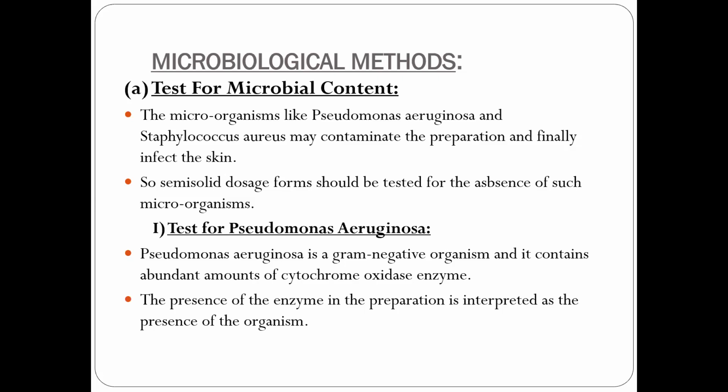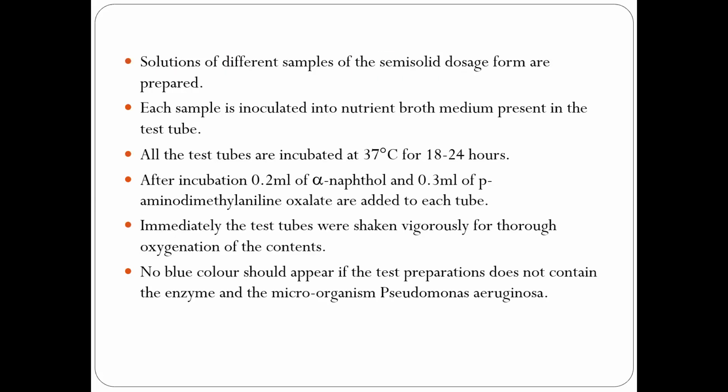First, the test for Pseudomonas aeruginosa. We all know that Pseudomonas aeruginosa is a gram-negative organism. It contains abundant amounts of cytochrome oxidase. So the presence of this enzyme in the preparation is interpreted as the presence of the organism. Solutions of the different samples of the semi-solid dosage form are prepared. Each sample is inoculated into nutrient broth medium in a test tube. Then all the test tubes are incubated at 37 degrees centigrade for 18 to 24 hours.